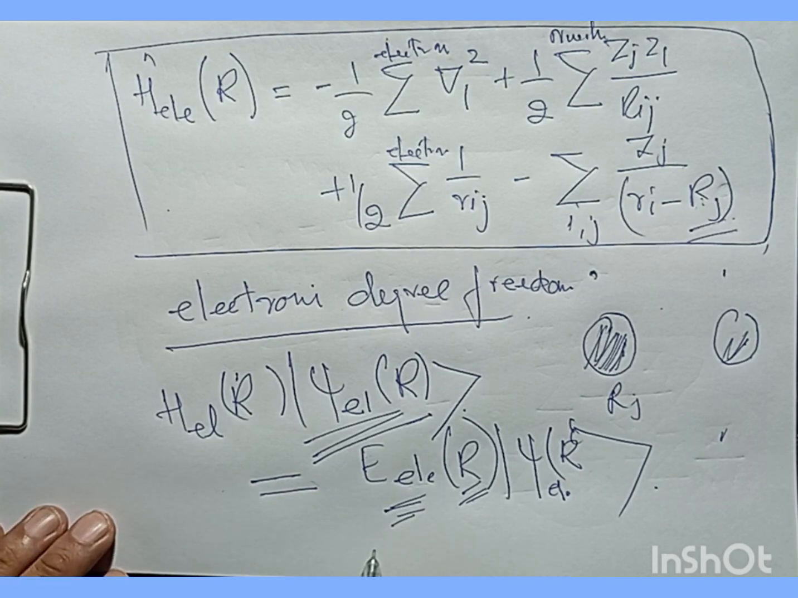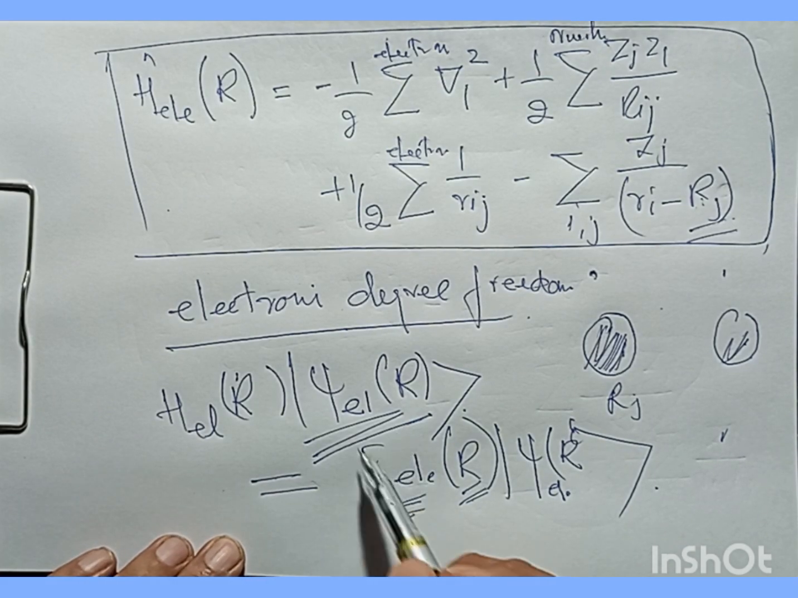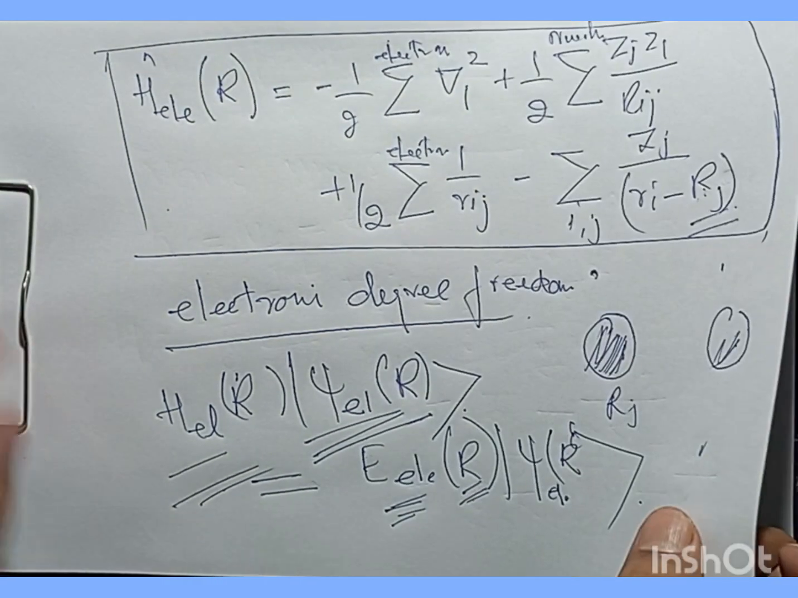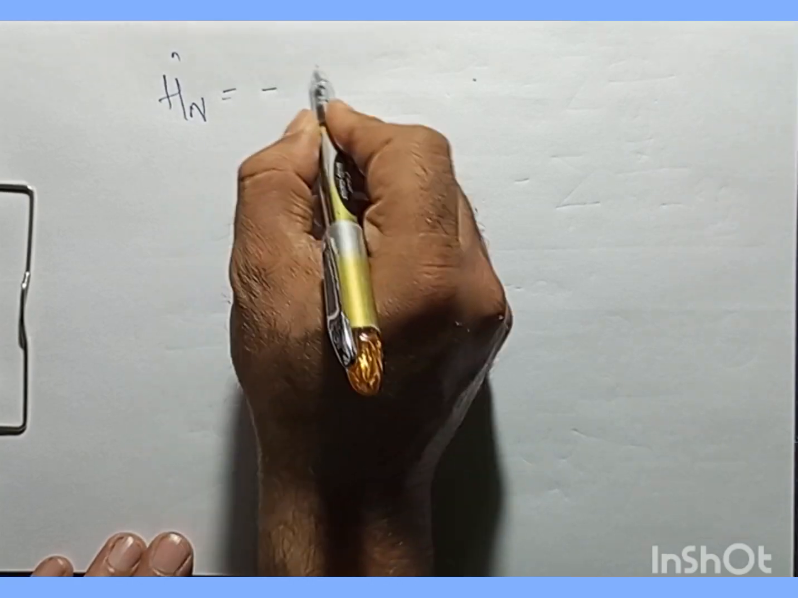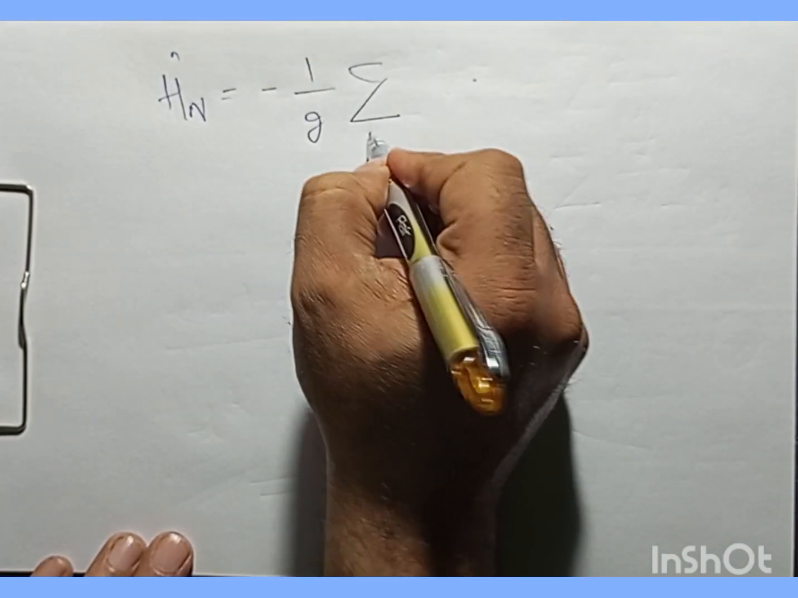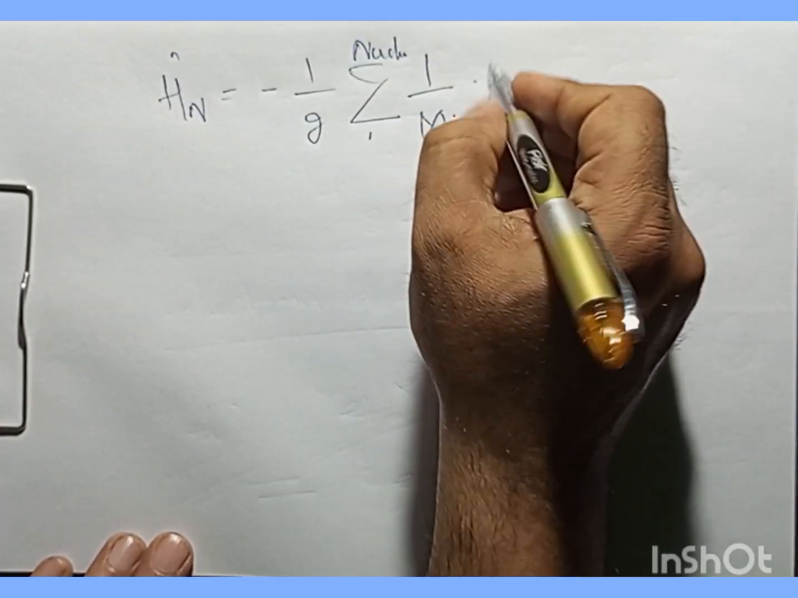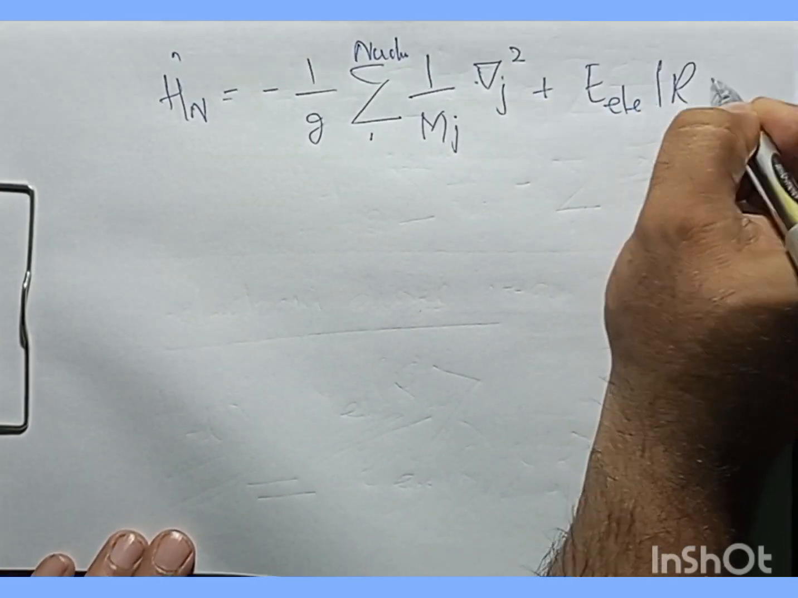So once we have solved the electronic Schrodinger equation, we can write down the effective Hamiltonian for the nuclei by simply adding back in terms that were left out of the electronic Hamiltonian. So suppose we have Hn as the Hamiltonian for the nuclei, that will be minus 1 by 2 sum over j, where j runs over the nuclei, 1 by mj del j square plus E electronic of R.